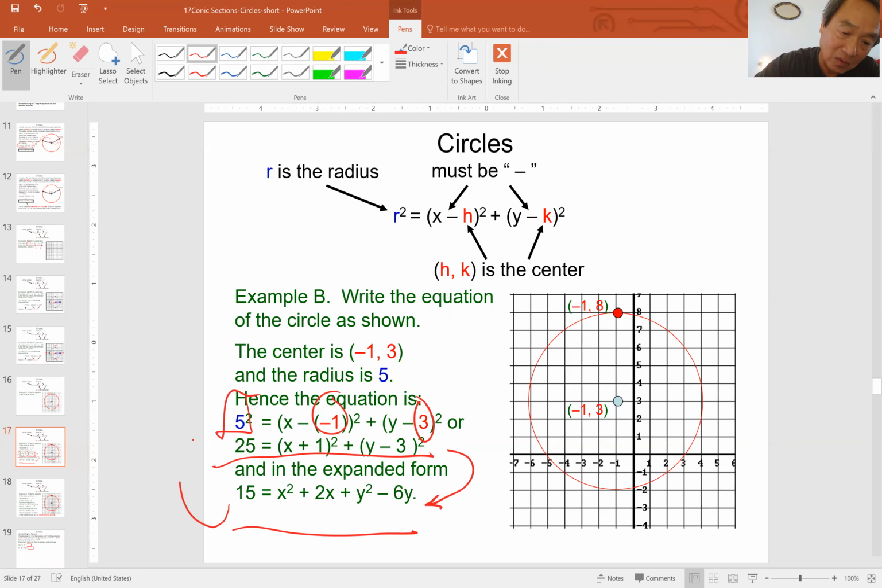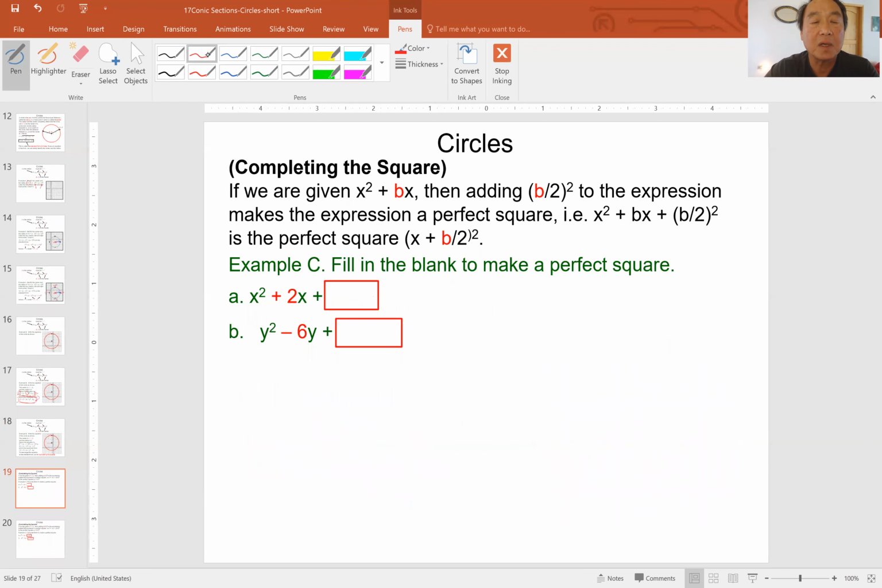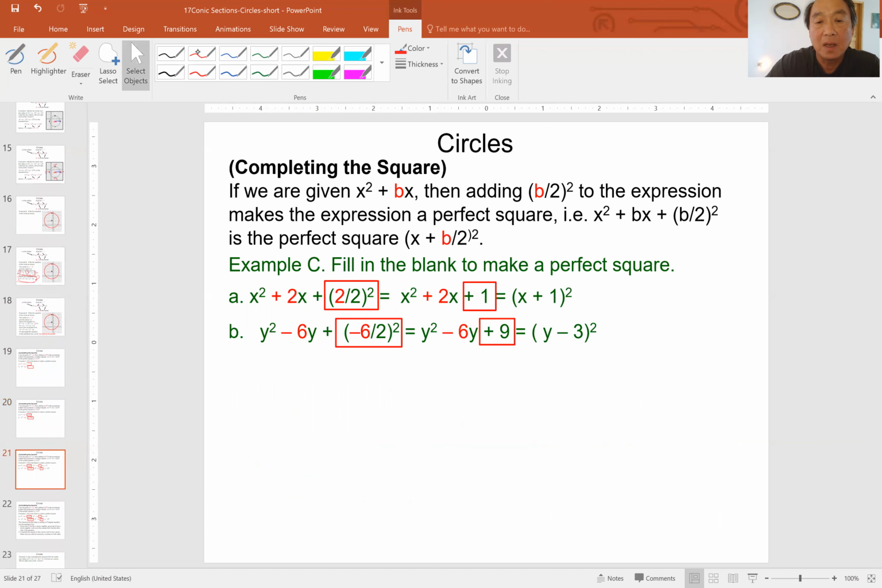Now the question is, how do I go backward if I'm given this equation? That we do by completing the square. Here's how we complete the square. Given these 2 terms, what do I do to make it a square? Well, we add half of 2, which is 1, and square that. And for the other one, half of -6, square that. So in other words, if I add 1 and 9 respectively, I get perfect squares.